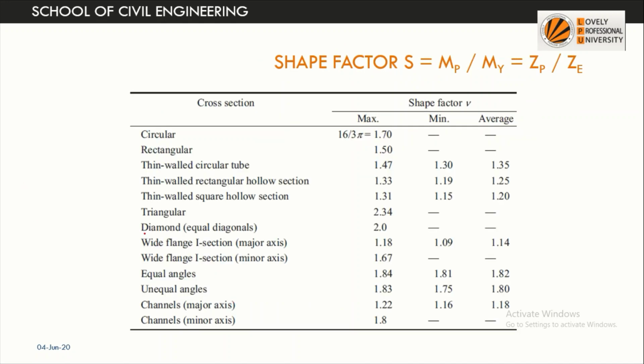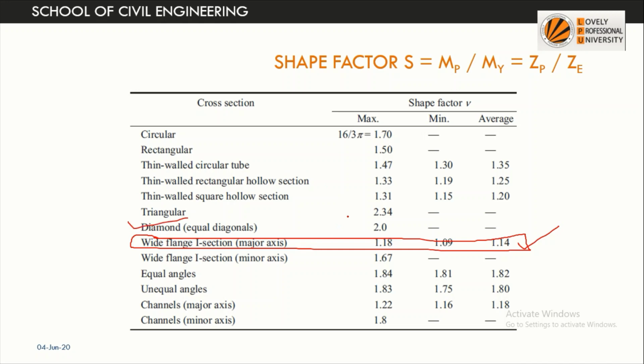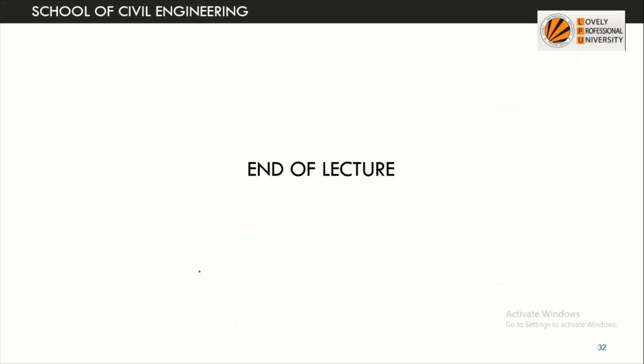So these are some of the shape factors that are usually asked in competitive exams. The important one I suppose is this one, the I-section with wide flange. So 1.14 is the important value which you should remember for competitive exams, and the other minimum and maximum values. For diamond it is 2. The highest, I think, is the value 2.34 for the triangular section. So thank you.